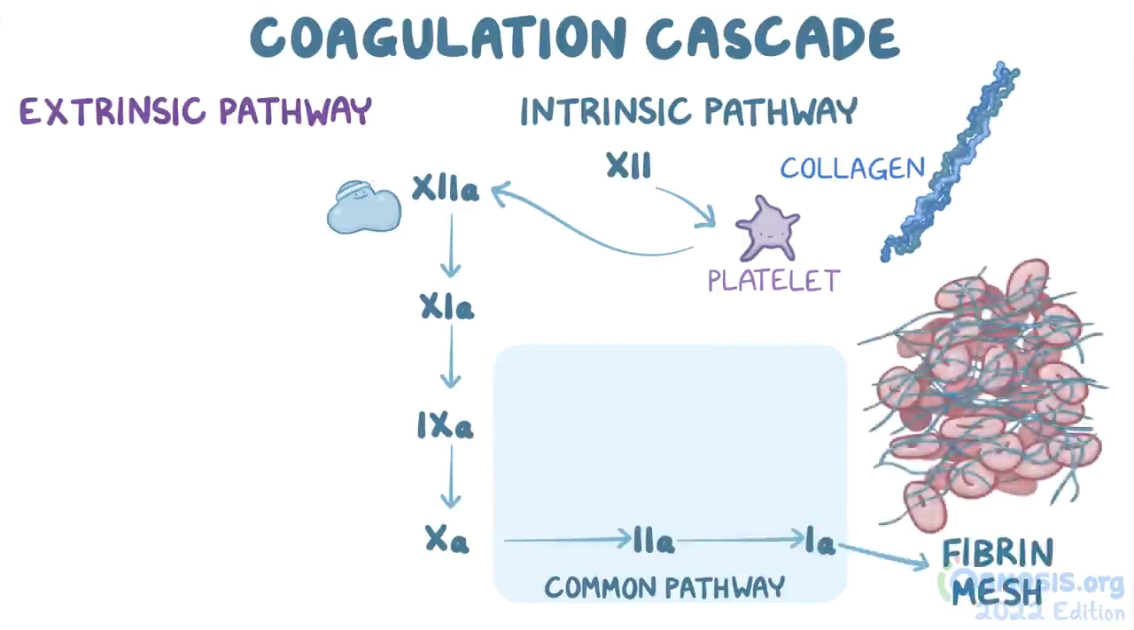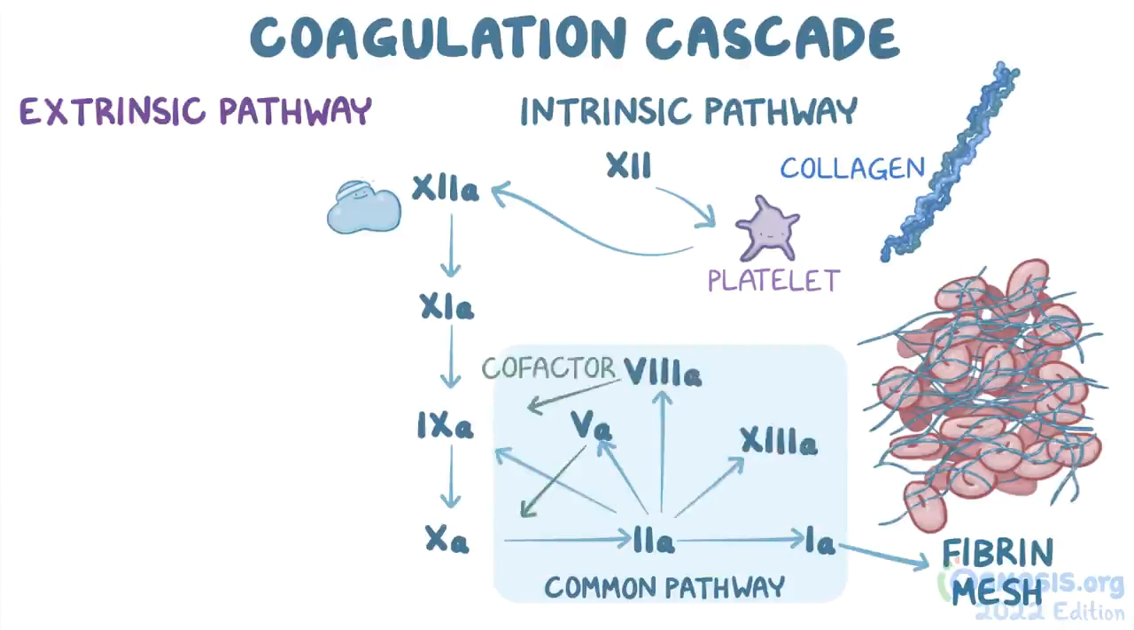fibrin mesh. When factor 2 gets activated, it also activates 4 other factors, 5, 8, 9, and 13. Factor 5 gets activated and acts as a cofactor for 10. Factor 8 acts as a cofactor for factor 9, and factor 13 helps factor 1, or fibrin, form crosslinks. In the extrinsic pathway, exposed tissue factor activates factor 7, which activates factor 10 and starts the common pathway.